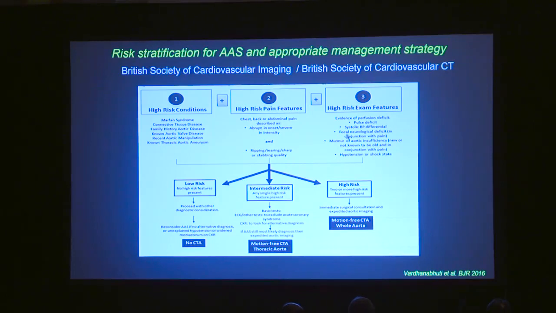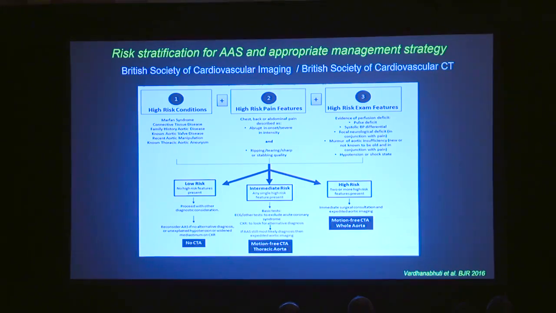And also if the patient has worrisome findings on clinical exam like pulse deficit or focal neurological deficit, you look at these 3 things. If none of them are present, this is a low-risk patient, and you proceed with other diagnostic considerations. If this patient does have any one of these features present, he's intermediate risk. And then you do basic tests like ECG to exclude acute coronary syndrome and a chest X-ray to look for alternative diagnoses. And if these are negative and acute aortic syndrome is still the most likely diagnosis, then you proceed to your CTA. If any 2 or more features are present, you immediately contact the cardiothoracic surgeon and you perform your CTA.